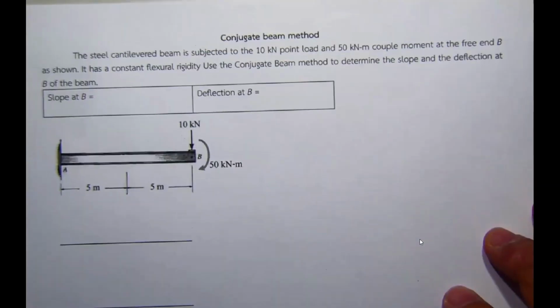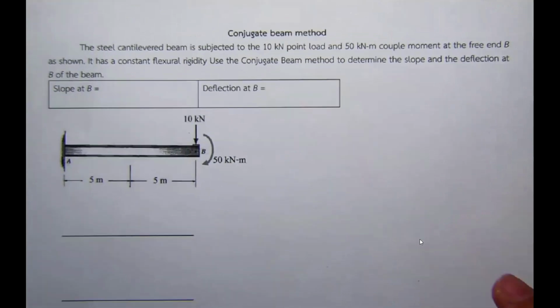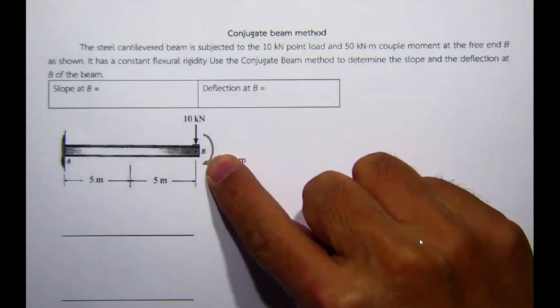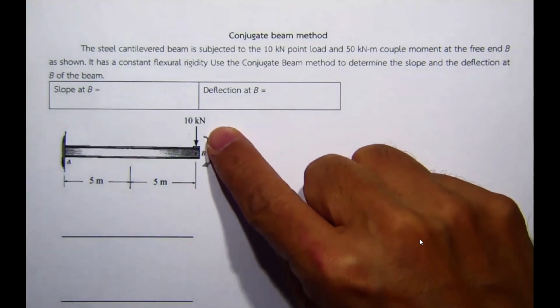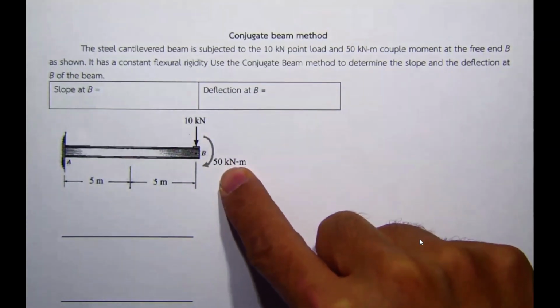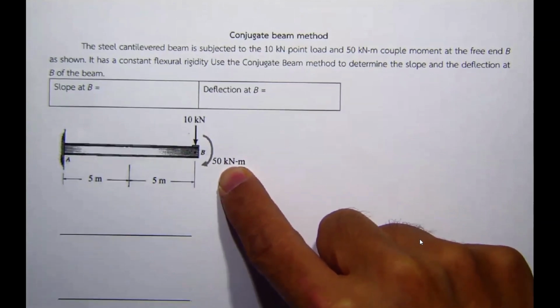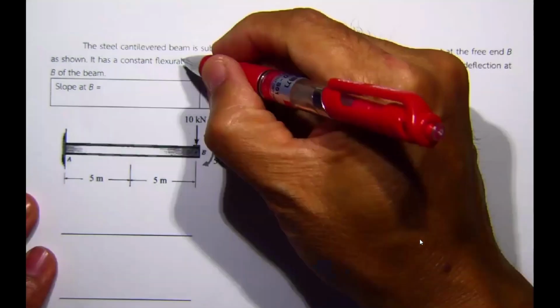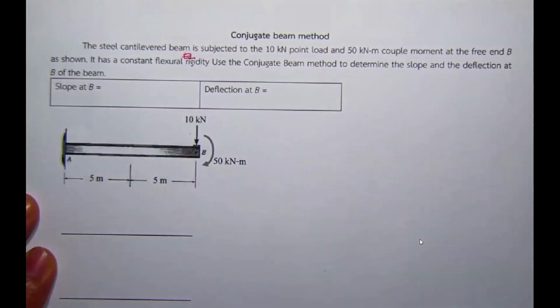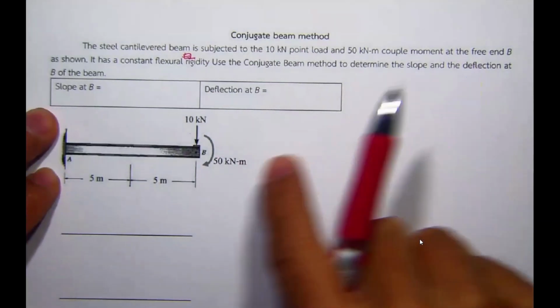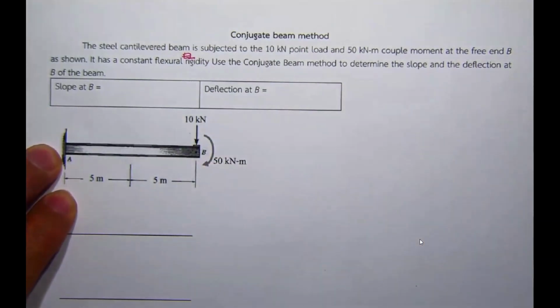This one, we're going to use the concept that we just discussed on this problem. The beam is going to be a cantilever beam, and this one is subjected to 10 kilonewton, and also the external moment of 50 kilonewton meter. The beam has constant EI, and the conjugate beam is used to determine the slope at B and the deflection at B.